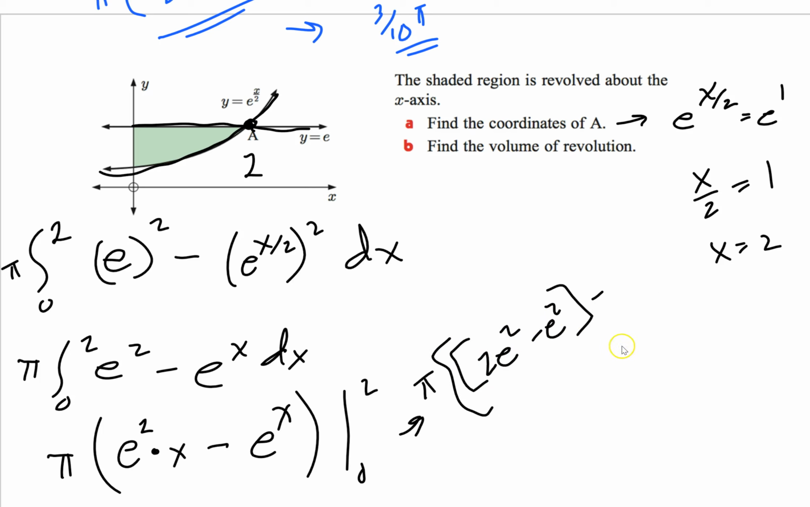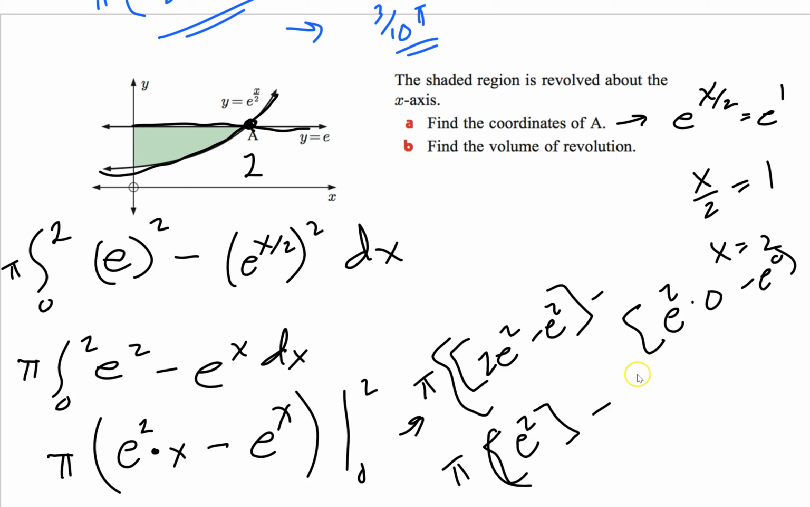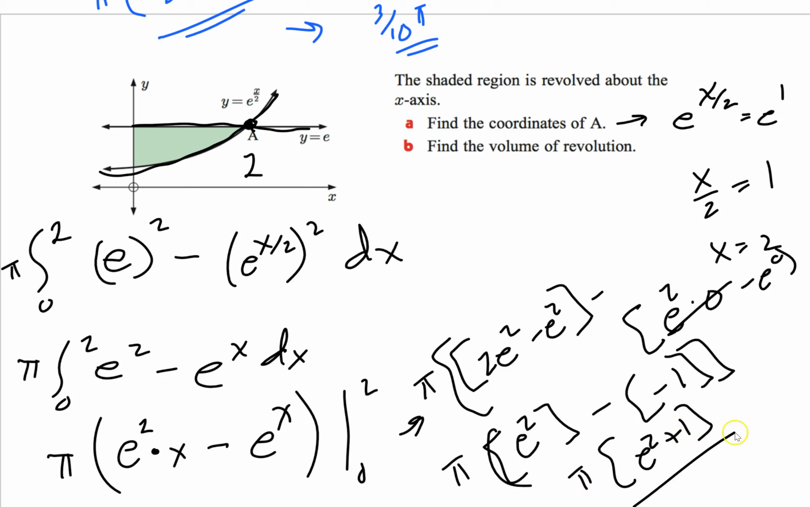minus, parentheses, e to the e squared times 0 minus e to the 0. Now watch out. 2e squared minus 1e squared is just e squared. Over here, that's not 0, that's a 1. So here's negative 1. It's getting a little messy. I should always give myself more space. So I get pi times e squared plus 1. And that looks like the answer.